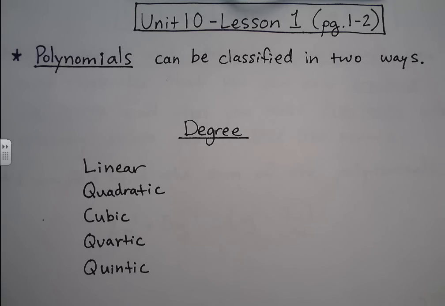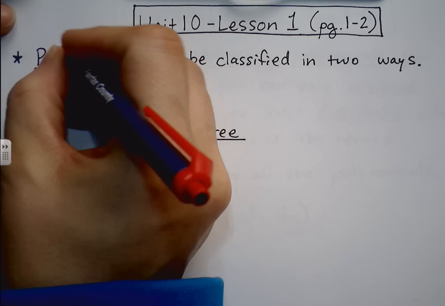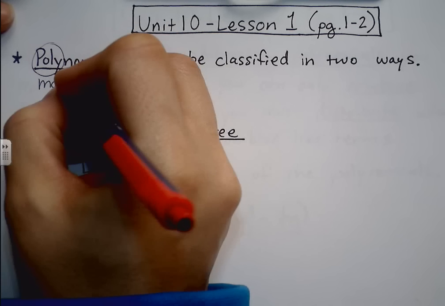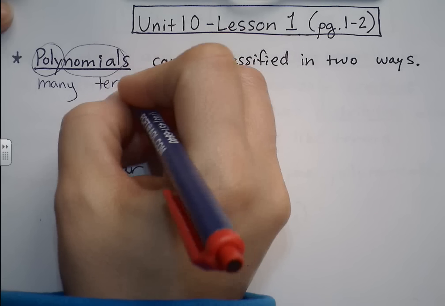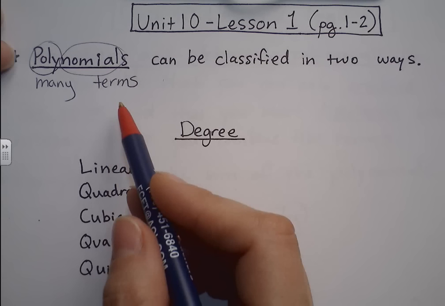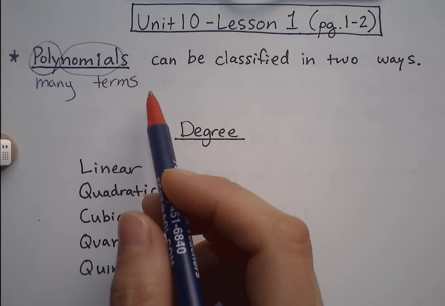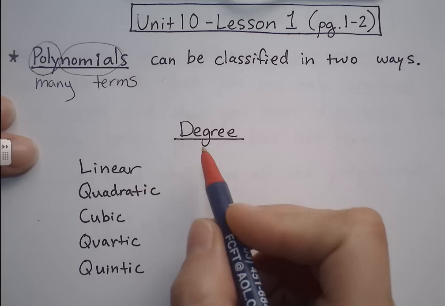Okay, Unit 10 is about polynomials. We've already defined terms. We've talked a lot about terms. Polynomials, basically poly means many, and nomial means terms. So it's when you have a sum of multiple terms. The best way really to show you what it is is by giving you some examples.